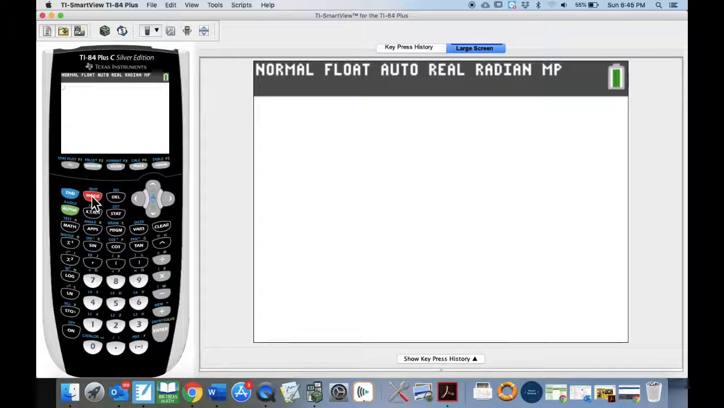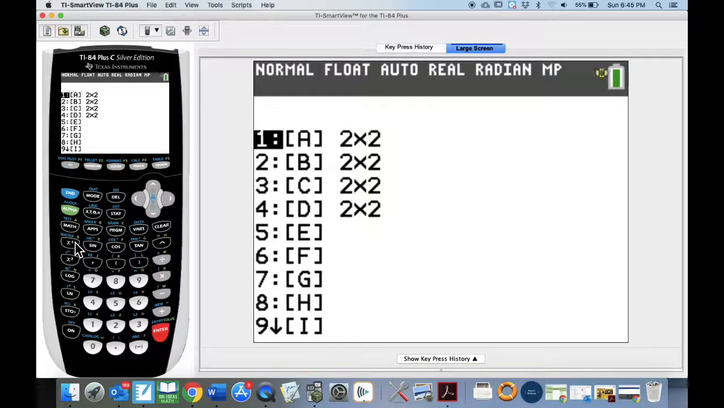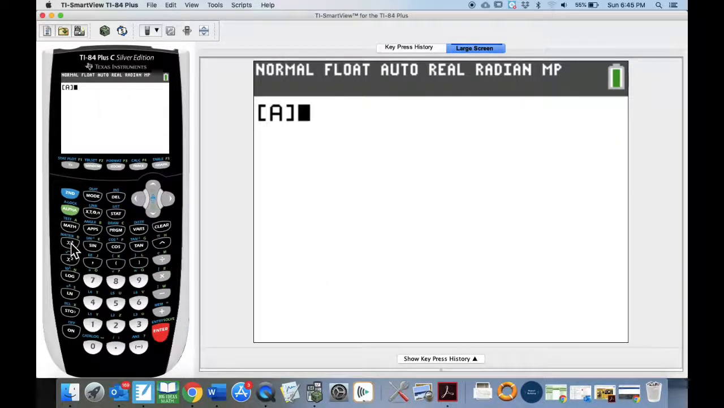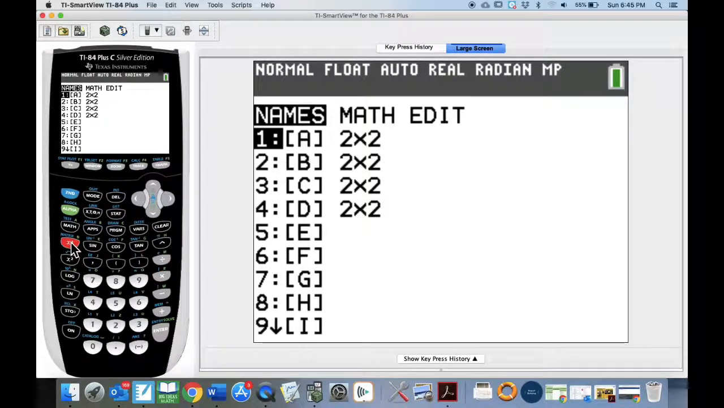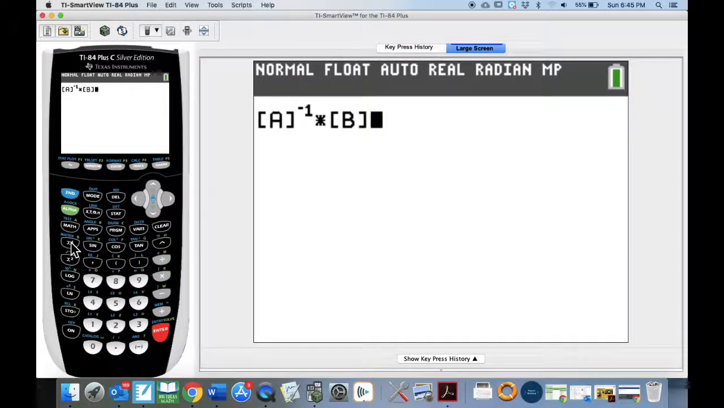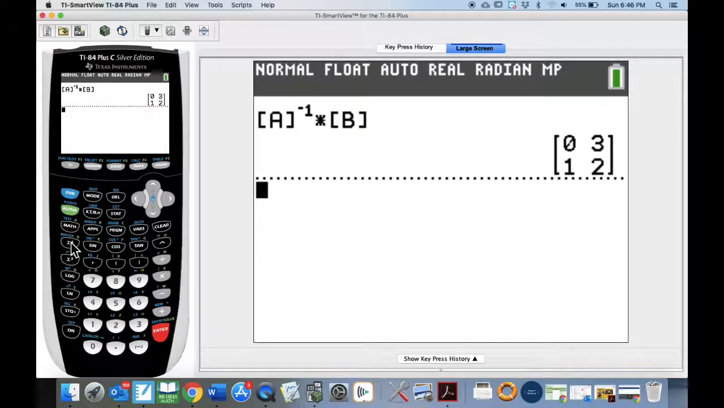What I want to do here is multiply the inverse of A times B. So I need to go to second matrix names. I have A. I want to take the inverse of A, and then I'm just going to use the times button here, and I'm going to multiply this times matrix B. So I'm going to say second matrix names, and go down to B and choose it. And so you see on my screen I have A to the negative first power, which is the inverse of A, times B, enter. And this is my answer matrix, 0, 3, 1, and 2.